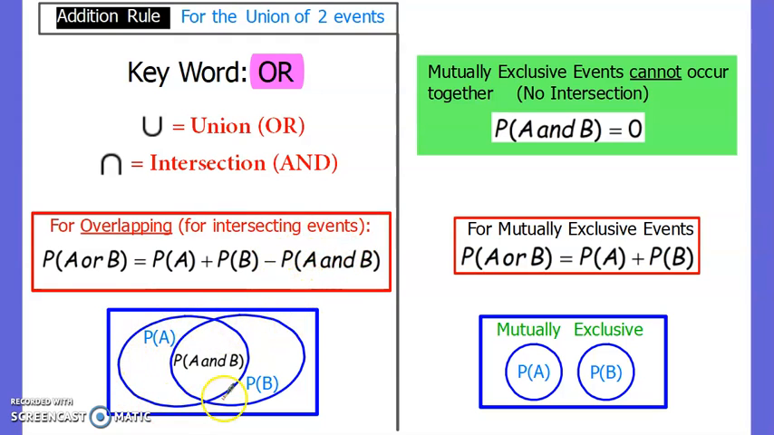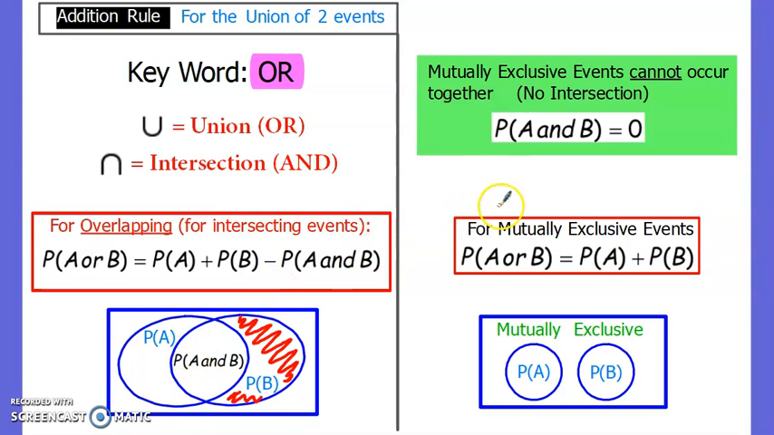I want all of circle A, but again, I can't recount this middle part. I need only the part without, right? I need only this piece sort of over here, by not counting that middle part again.